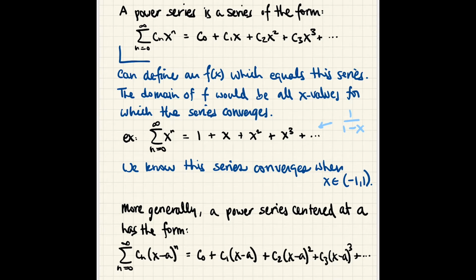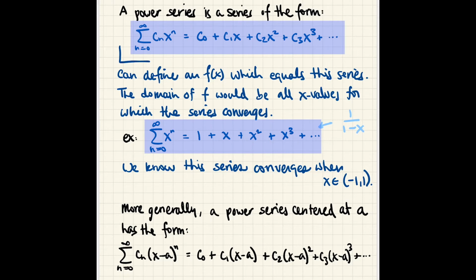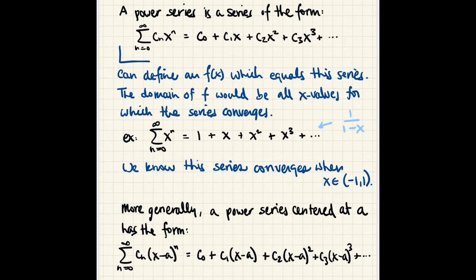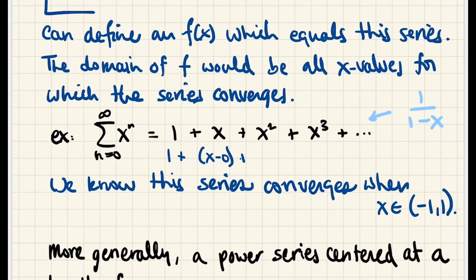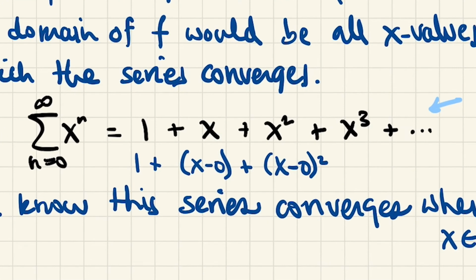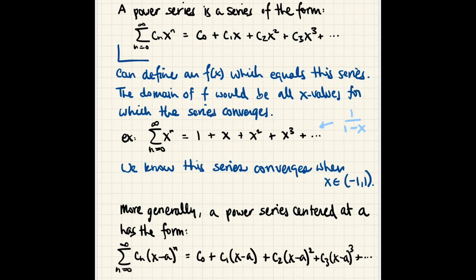Okay, so a power series centered at a is just a power series with, instead of x to the n, it's got (x minus a) to the n. So in the previous examples right here, these are power series centered at a. It's just in these cases, a is equal to 0. So for instance, this guy here is just 1 plus (x minus 0) plus (x minus 0) squared plus (x minus 0) cubed plus, and so on. Okay, let's get into an example.